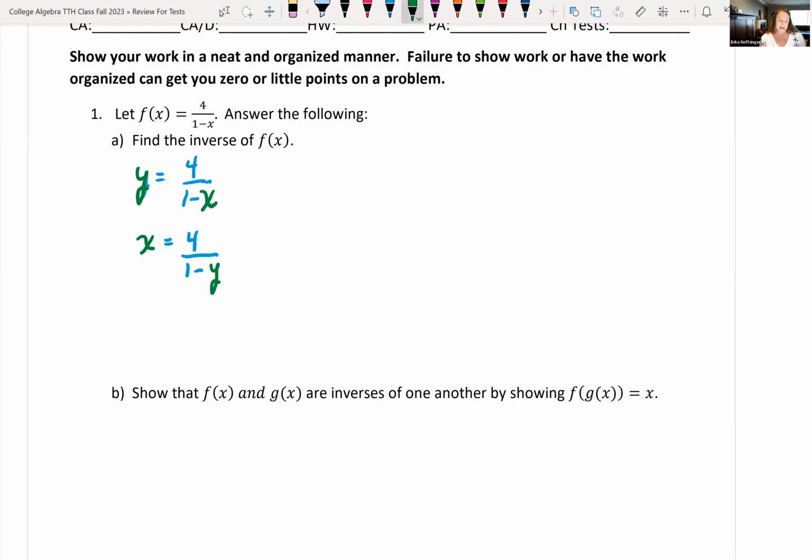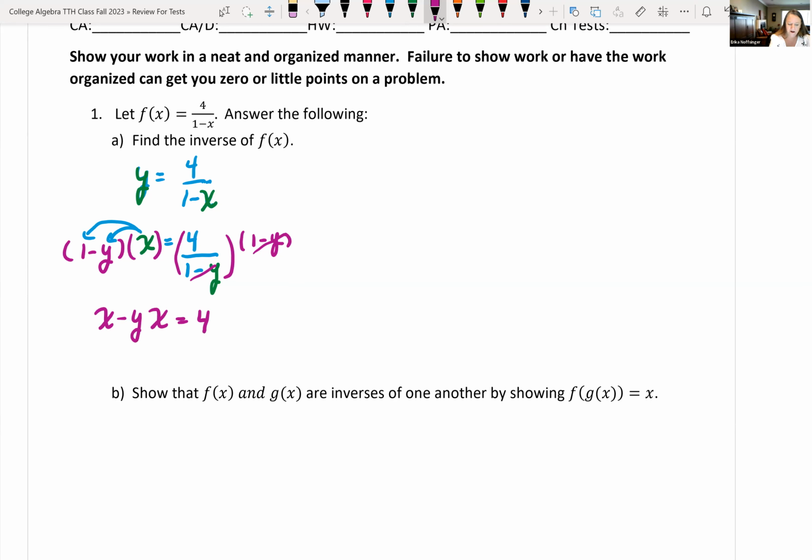So once we swap our x and y values, we want to solve for y. So to solve for y in this equation, let's first clear our fraction. And so we're going to multiply both sides of our equation by our denominator 1 minus y. So doing so, let's distribute that x on the left-hand side. And so we would get here x minus y times x is equal to, the whole point of this was so the right-hand side, that denominator would cancel, we're just left with 4.